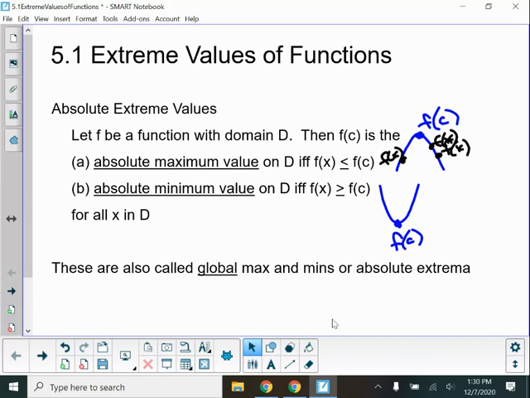So extreme values of functions, we're going to be talking maxes, we're going to be talking mins, but we are going to be distinguishing between absolute maximums and minimums and what we call relative maximums and minimums.